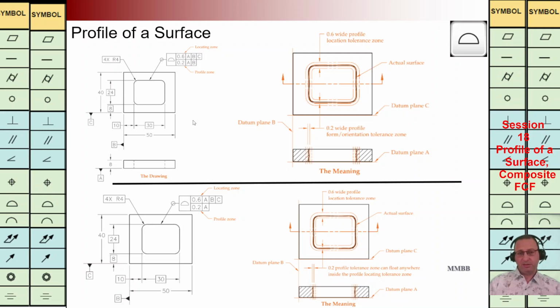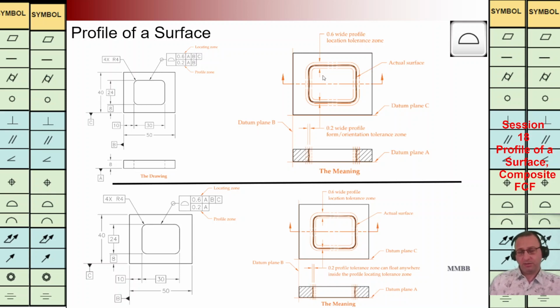You can see here we have reference plane A for TZ 0.2, but at the top we have reference plane A and B for that TZ. What is the difference between these two?